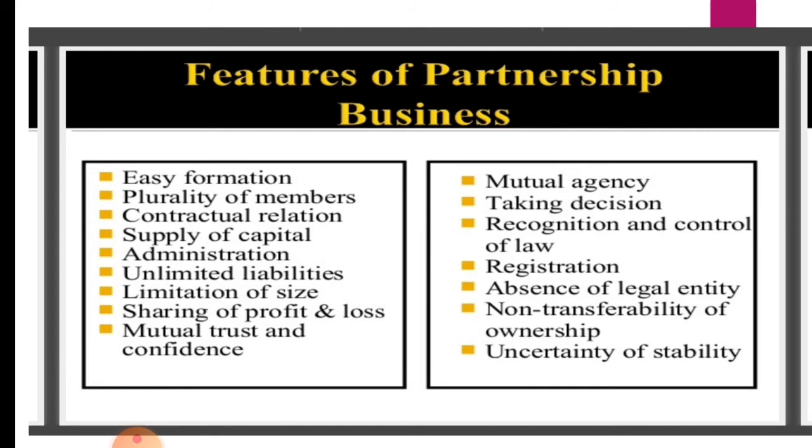Suppose A is investing rupees 1 lakh and he wants to leave the business, he is not willing to continue his term of partnership, then he can just put a dissolution, or he can just give the idea that he wants to go out of the business, but he cannot transfer it to another person. Uncertainty of stability. So there is no stability of business, since whatever affects the partners will affect the business. So these are some of the features of partnership business.